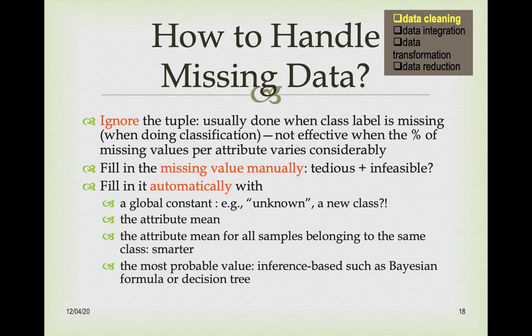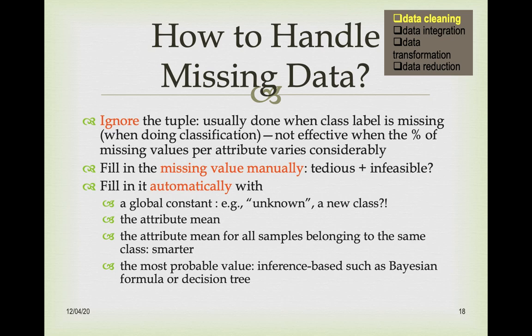How to handle missing data? Firstly, we can ignore the tuple. Usually this is done when the class label is missing when doing classification, but it's not effective when the percent of missing values per attribute varies considerably. Okay, fill in the missing value manually, where you put your value by hand. So it's quite tedious and infeasible, right?